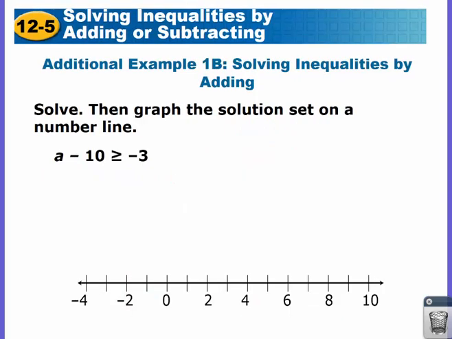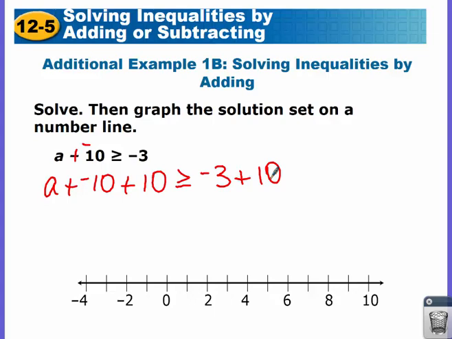Let's try another one. This one says a minus 10 is greater than or equal to -3. So again, I'm going to do the same thing. I'm going to change subtraction to addition next to its opposite. And then I need to get rid of that -10. And how do we do that again? We add its opposite. So a plus -10 plus its opposite, positive 10, is greater than or equal to -3 plus the positive 10. So we end up with a is greater than or equal to 7. Okay, so let's graph it, and then we can see what numbers are part of our solution set.